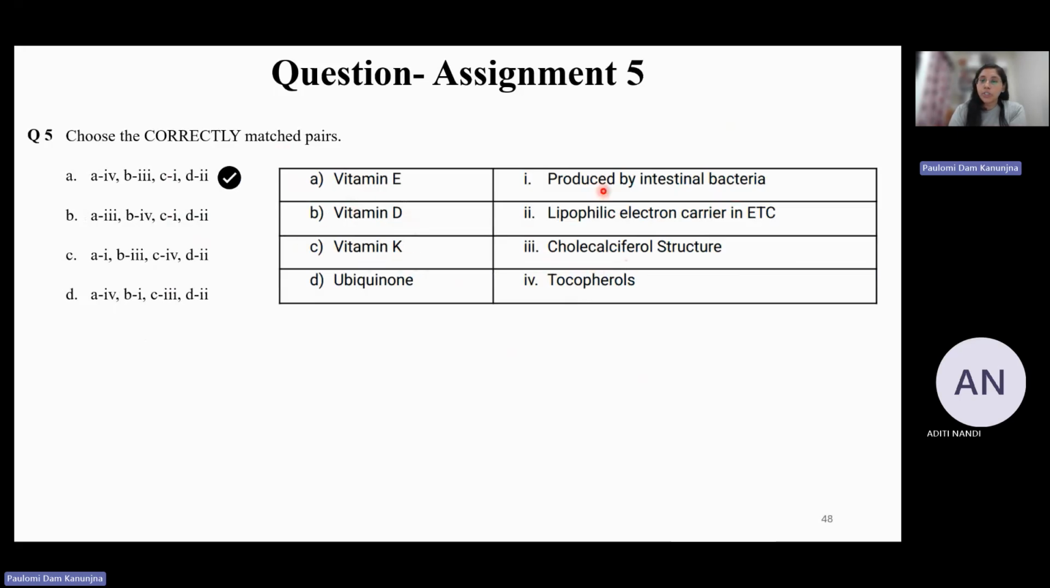C, vitamin K, is produced by intestinal bacteria. And ubiquinone, this has to be the easiest, and that was the option in every possible option there. So ubiquinone is a lipophilic electron carrier, right?